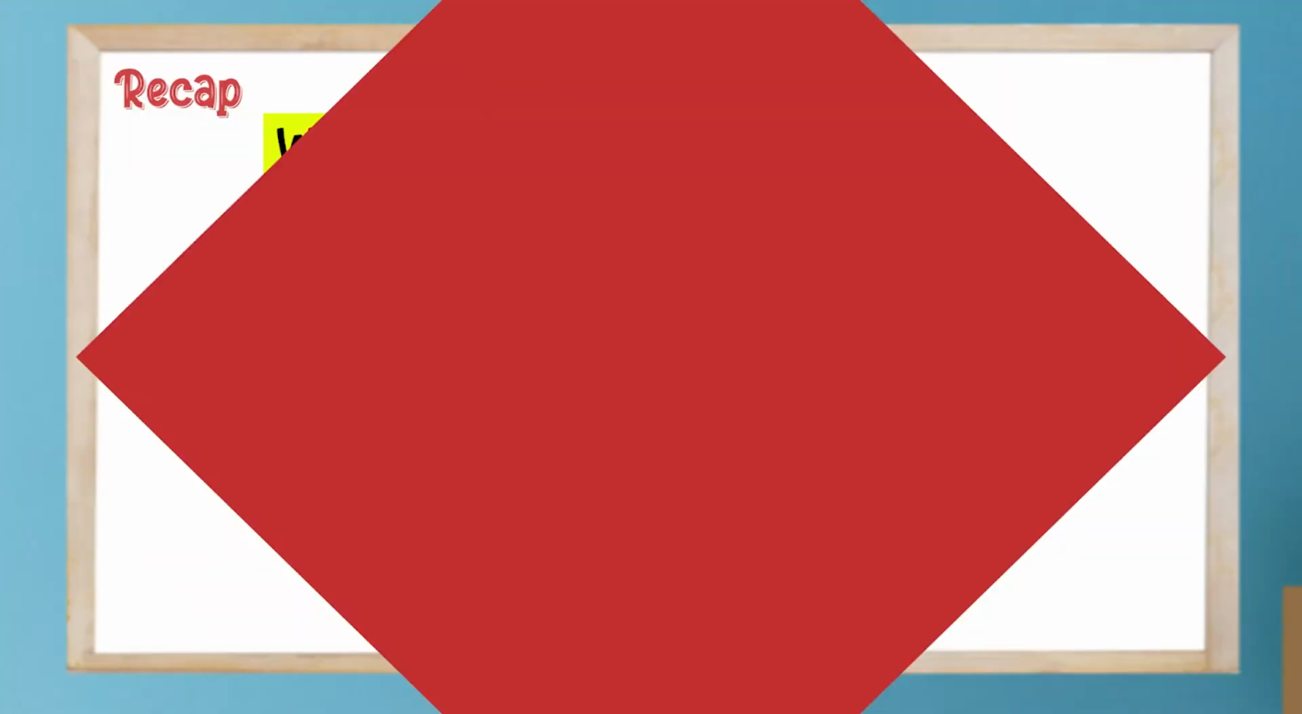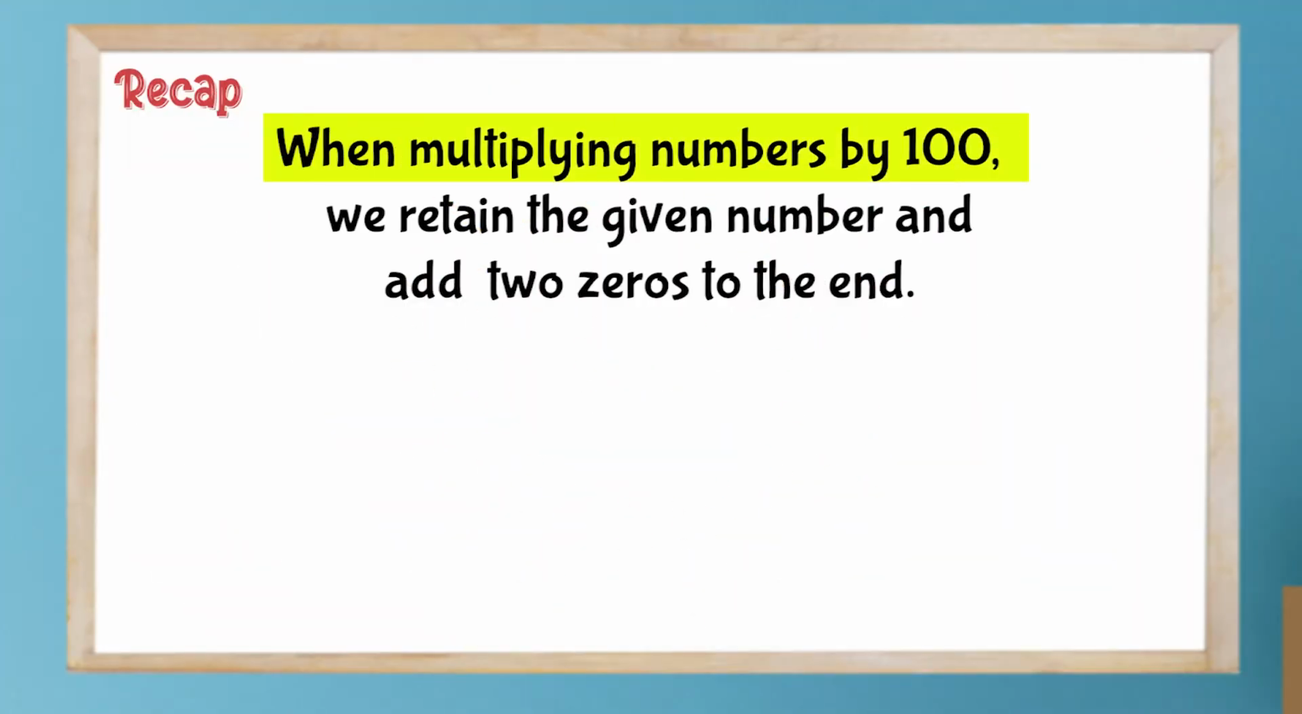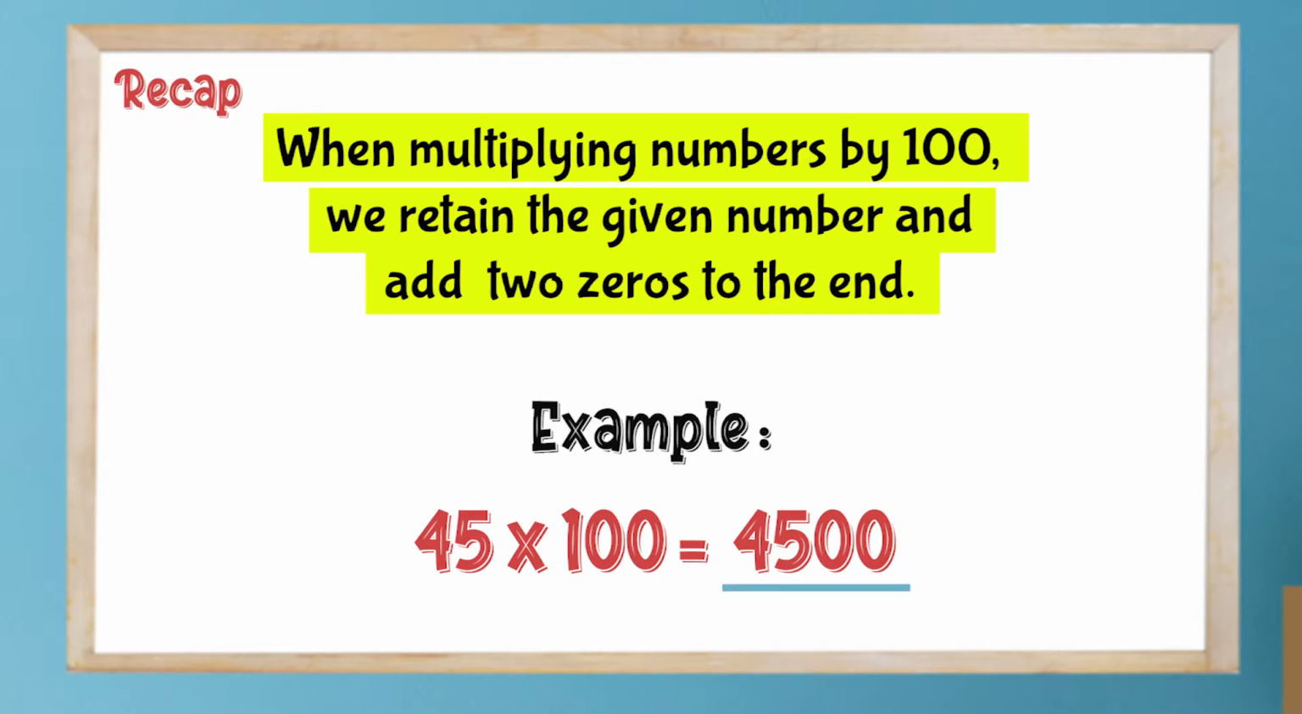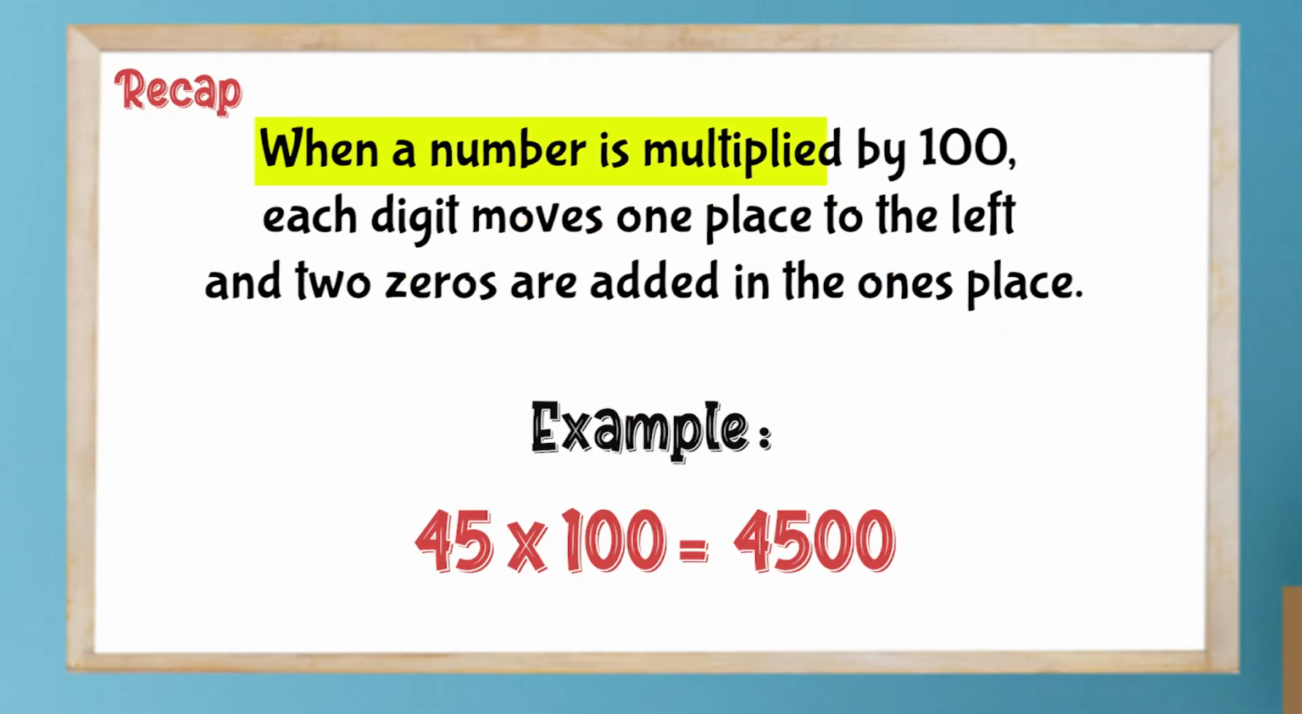450. When multiplying numbers by 100, we retain the given number and add 2 zeros to the end. Example, 45 times 100 equals, we retain the 45 and we add 2 zeros to the end of the number. So 45 times 100 equals 4,500. When a number is multiplied by 100, each digit moves one place to the left and 2 zeros are added in the ones place.